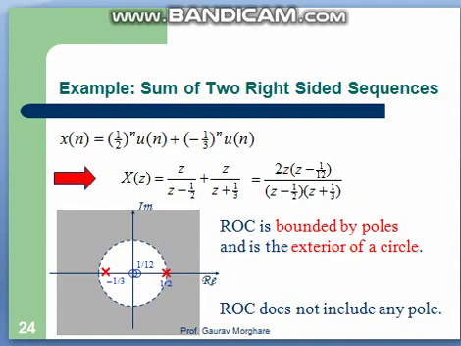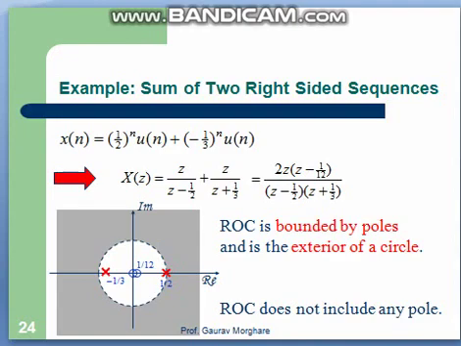Suppose we have two terms, 1 by 2 to the power n and minus 1 by 3 to the power n u[n]. For that we know that z upon z minus a is the answer for a to the power n. So the Z transform of the first term is z upon z minus 1 by 2, and for the second term z upon z plus 1 by 3. If we solve this, we get 2z into z minus 1 by 2 in the numerator, and the denominator is the same.